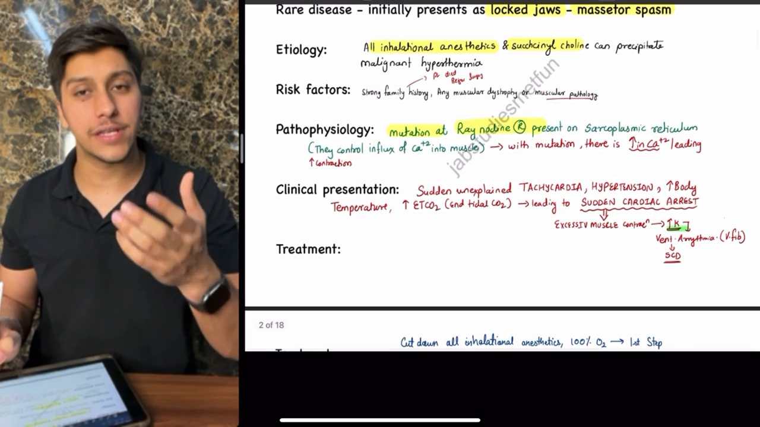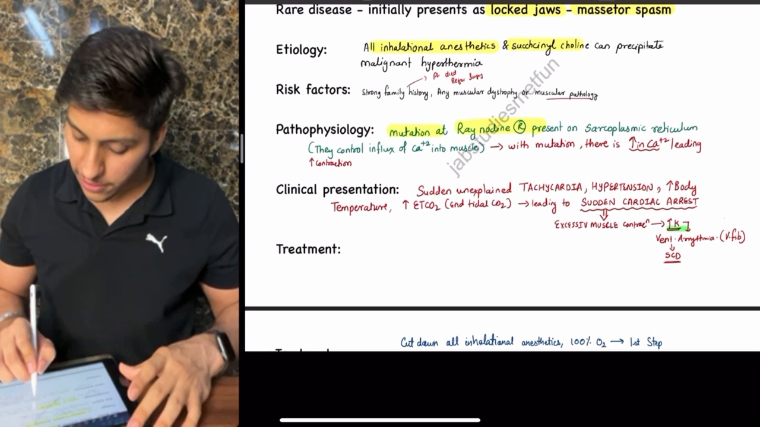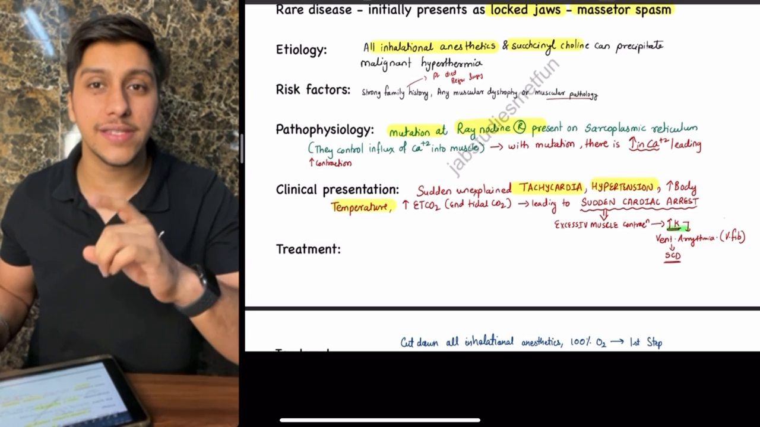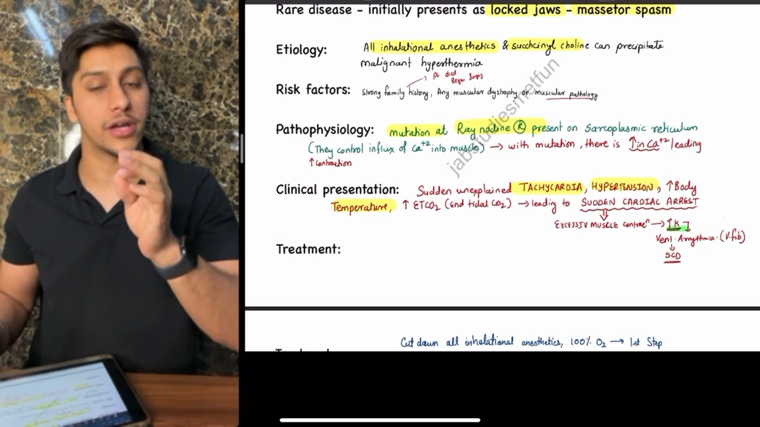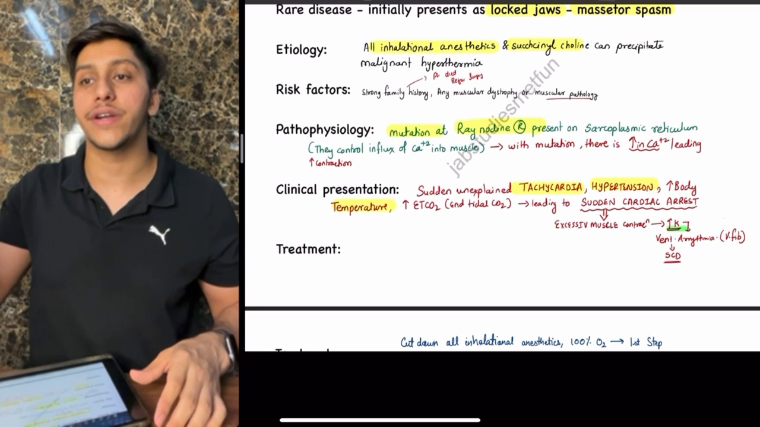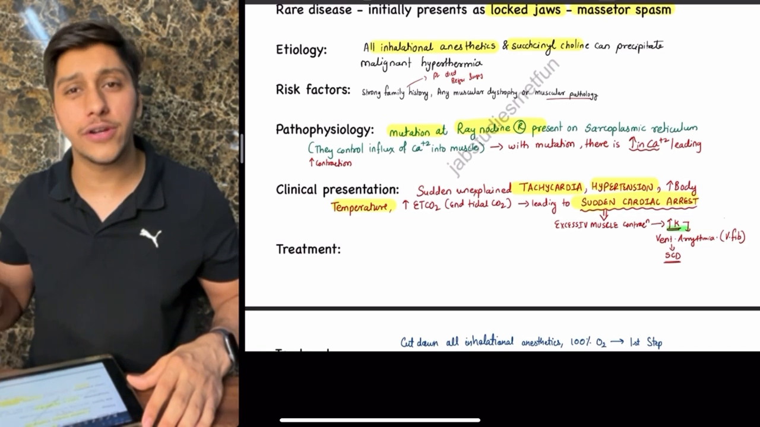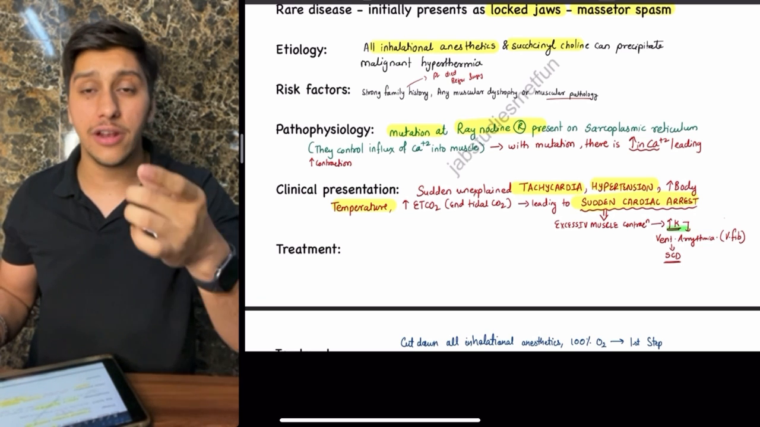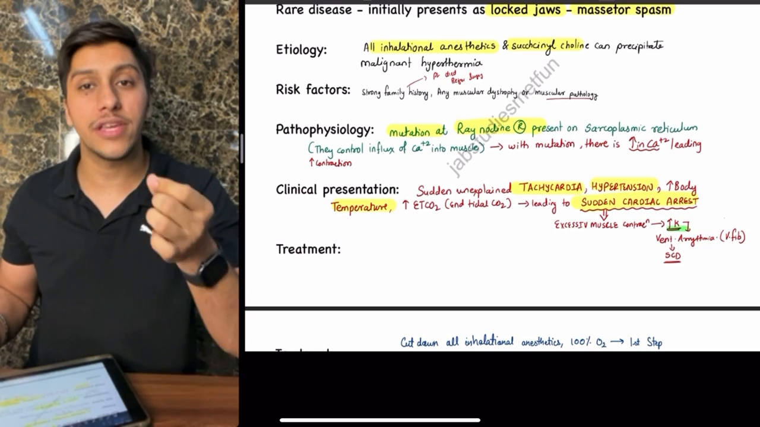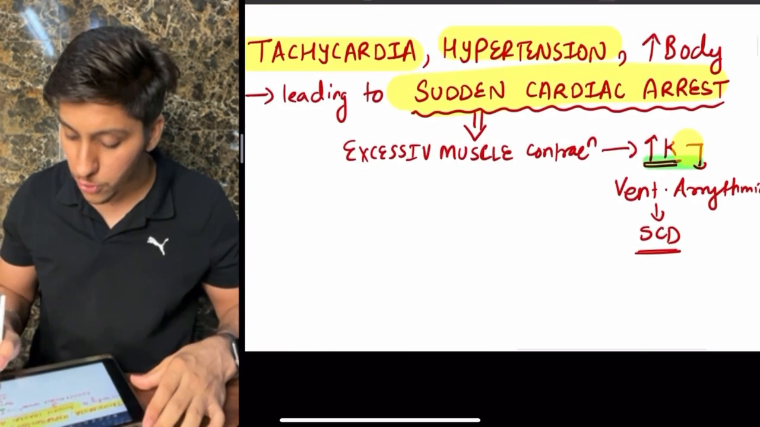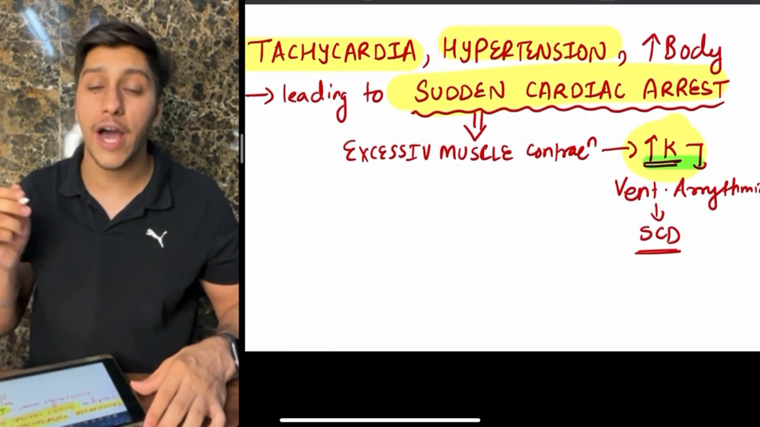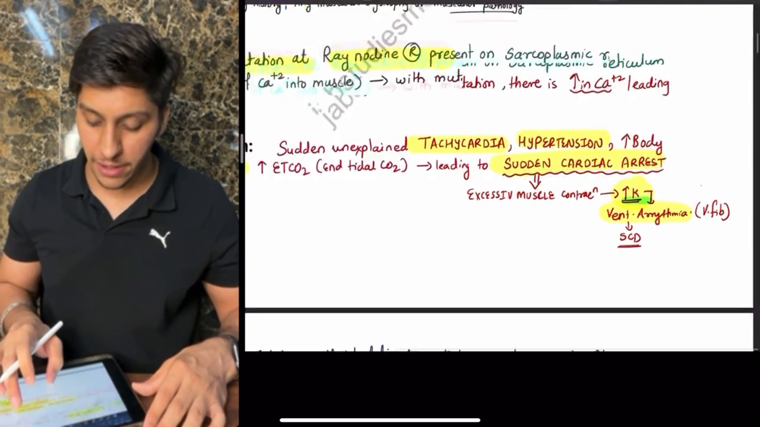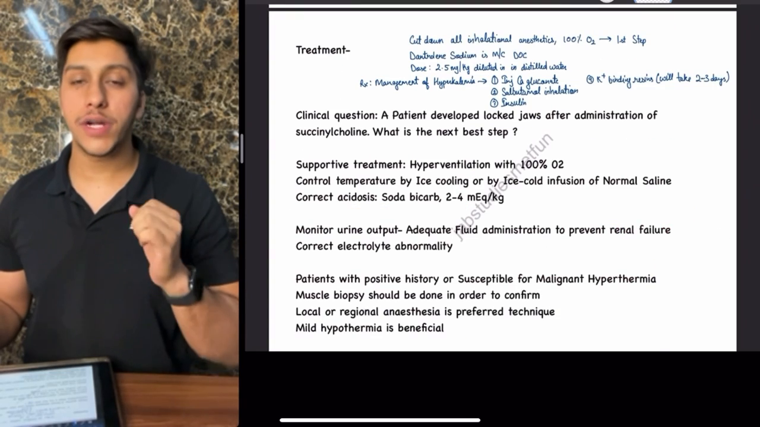As you said, calcium, there is too much contraction. Very good. So there will be tachycardia, hypertension, increase in body temperature, and another important thing is increase in end-tidal carbon dioxide. Okay, this will lead to sudden cardiac arrest. Now, why do you think it's going to lead to sudden cardiac arrest? Remember that muscles are contracting. Because of muscle contraction, there will be muscle lysis as well. Whenever there is muscle lysis, there is going to be increased amount of potassium which is being released. And because of hyperkalemia, patient is going to suffer from ventricular arrhythmia, and you know ventricular arrhythmia will cause sudden cardiac death. So what is going to be the management?